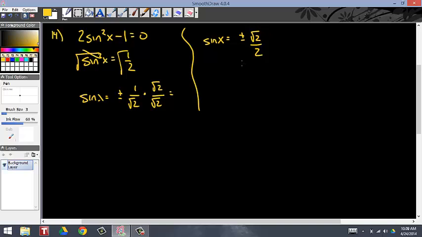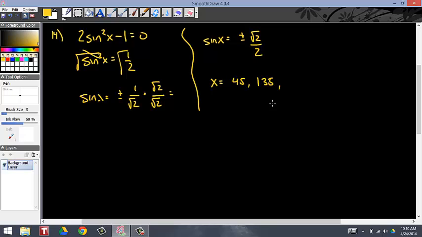Then we go to the unit circle and we say, if I take inverse sine of both sides, where does, let's do the positive first, where does positive rad 2 over 2 exist on the unit circle? Nate? 45 degrees. Where's the other place that it exists? It exists at 135 degrees. Okay? Again, where am I pulling my answers from? The unit circle. That's all I'm pulling my answers from.